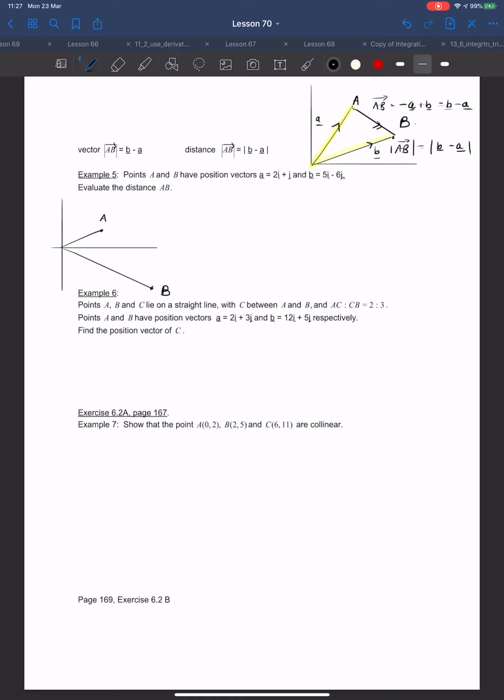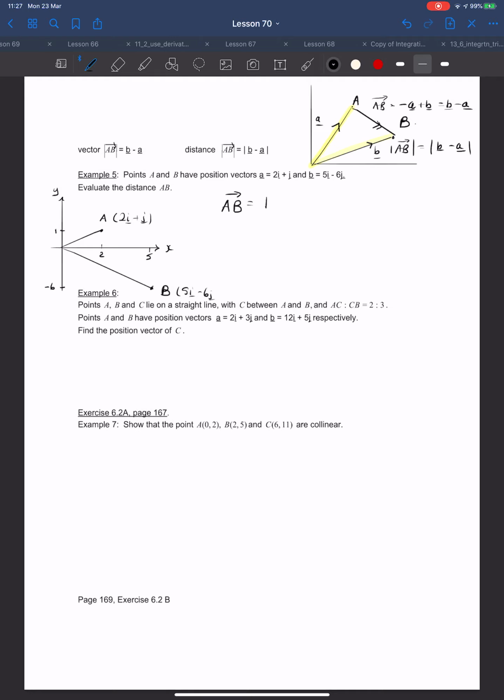So A is 2i plus j. B is 5i minus 6j. Got it in the right sort of Y. So that's 2, that's 1. Up there, that's 5. And that's going to be minus 6 there. Okay, the distance from A to B. So let's start with the vector that takes us from A to B.